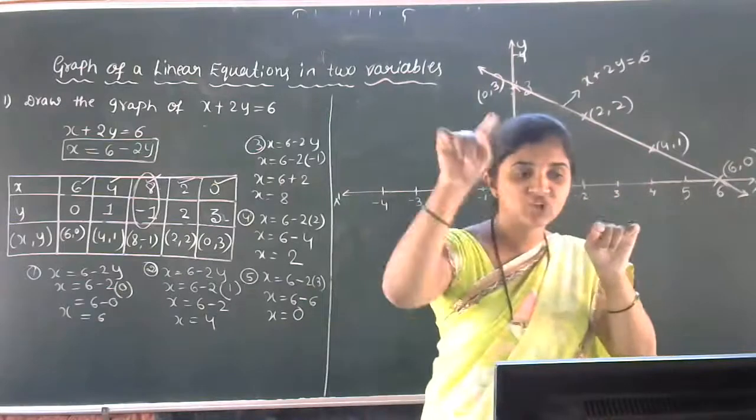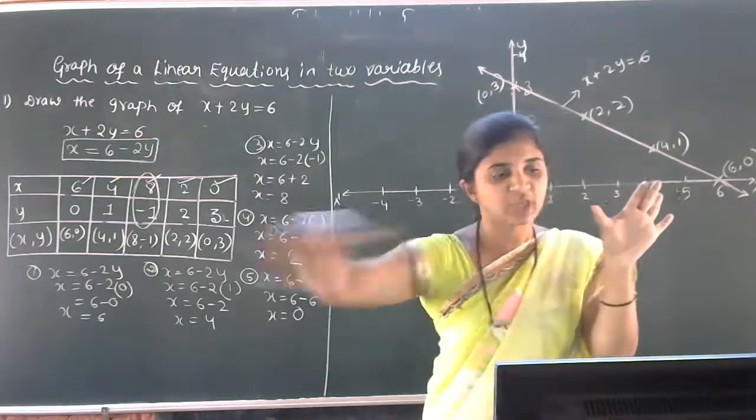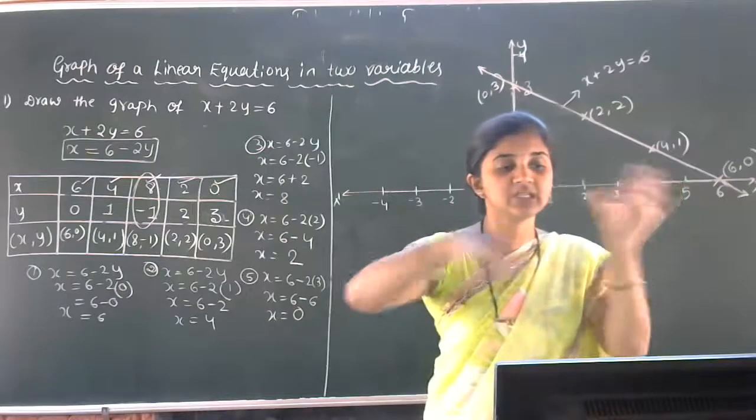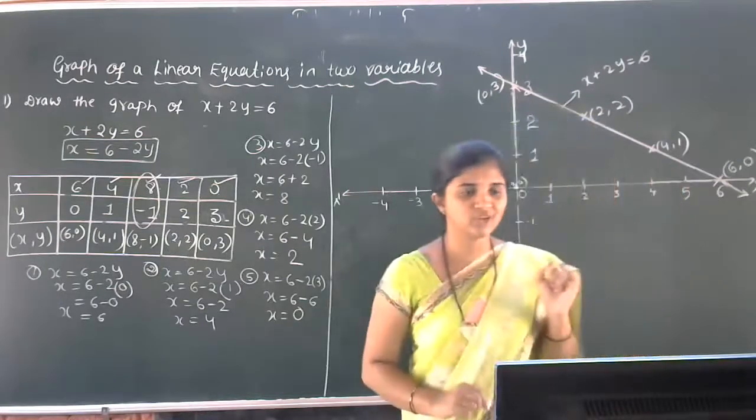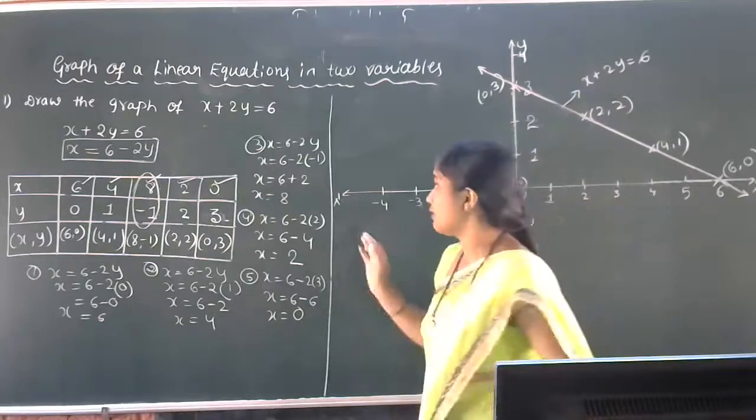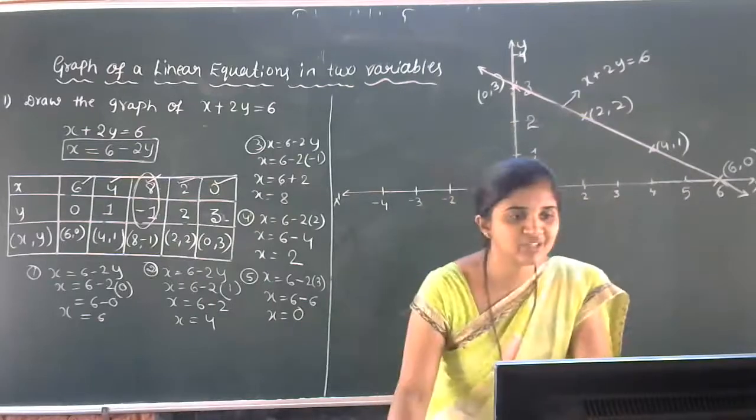Joining the four points gives a straight line, so just extend it so that it covers the x axis and the y axis. Got the idea now? Yes, this is the graph of the equation x plus 2y equals 6.